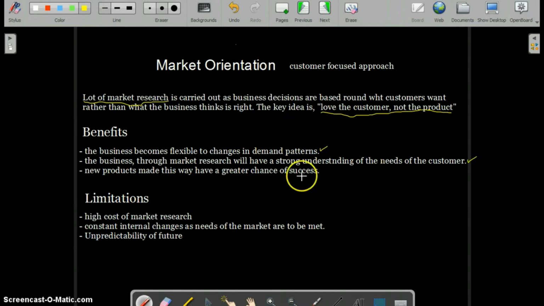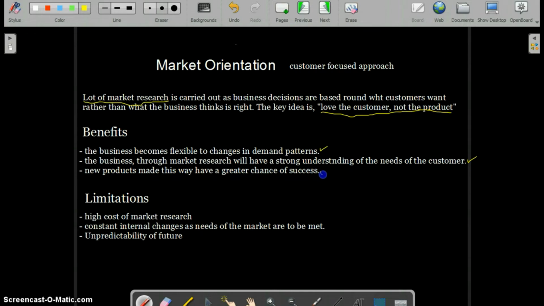And finally, the new products made this way have a greater chance of success, as you have done a lot of market research. You know what the customers need, and hence you will provide that product which will meet their demand, their need, and of course there's a greater chance of success.